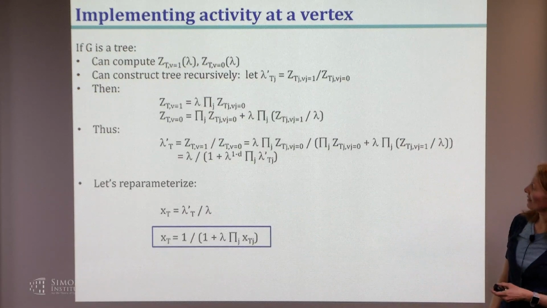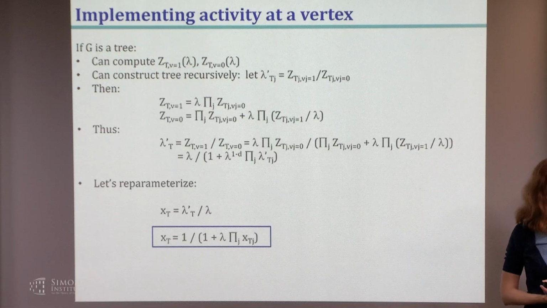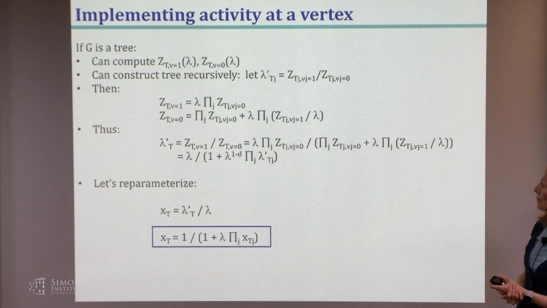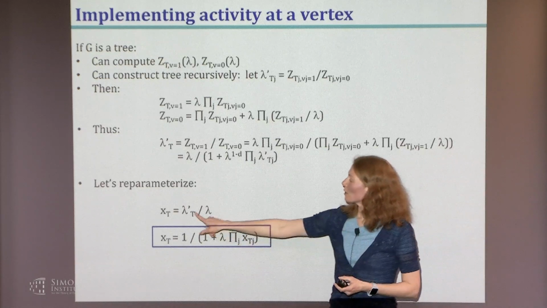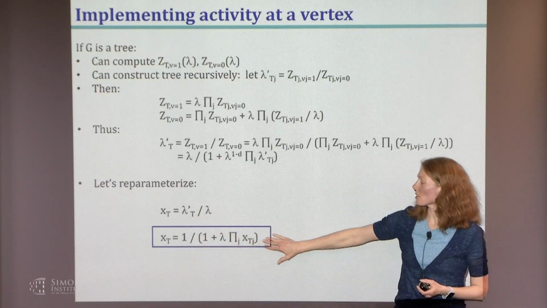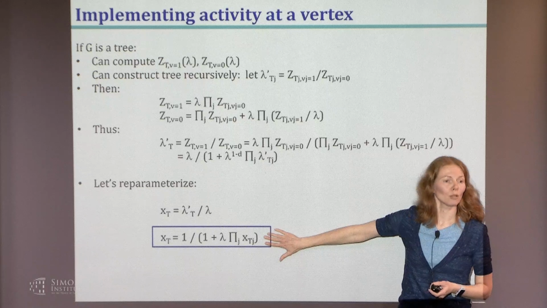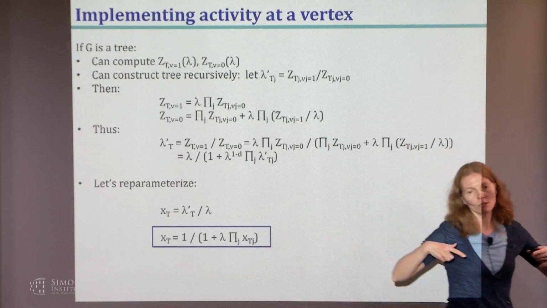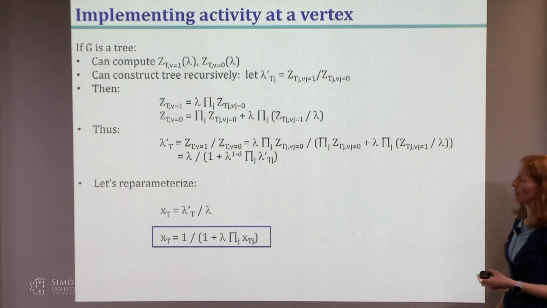And, well, let's reparameterize so that the recurrence looks beautiful, or more beautiful. So we're going to divide the target activity by lambda, and then we are going to get this recurrence. So this is going to be the recurrence that we are going to be working with today. Okay? Now, looking back, what do we get out of this recurrence?